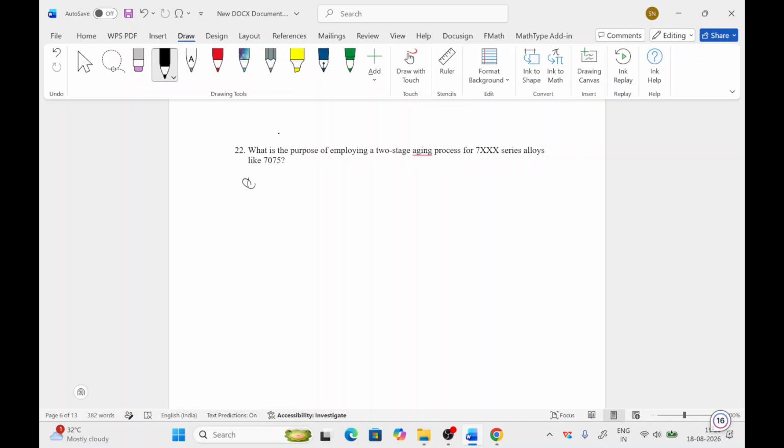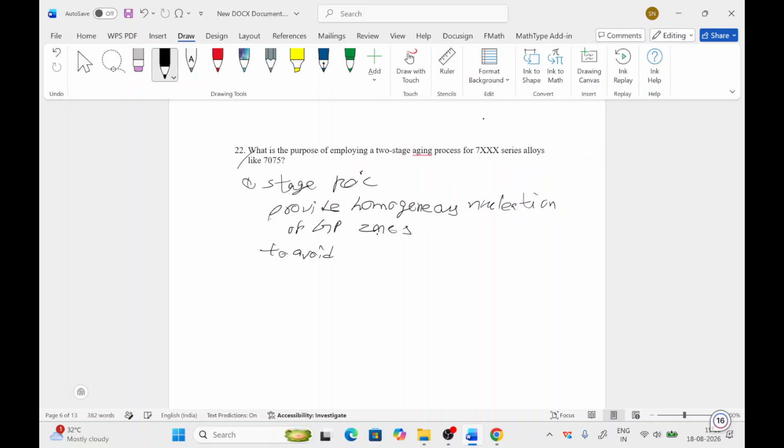So the first stage at 120 degrees Celsius provides homogeneous nucleation of GP zones, and to avoid preferential growth on grain boundaries and dislocations.